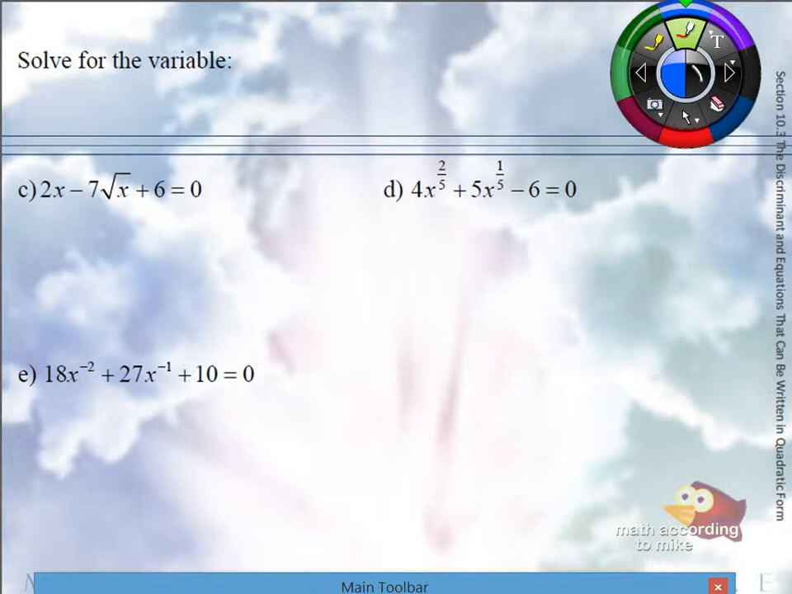So 2x is the same thing as 2 times the quantity square root of x squared. Oh my gosh. What is the square root of x squared? X. So I rewrote the x as the square root of x squared. Why? One, it's fun, and two, well, now we have our required format.